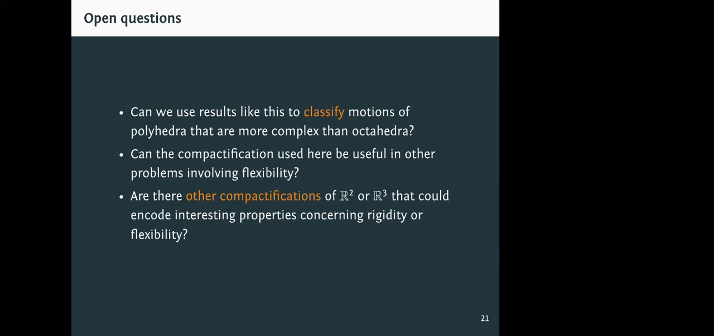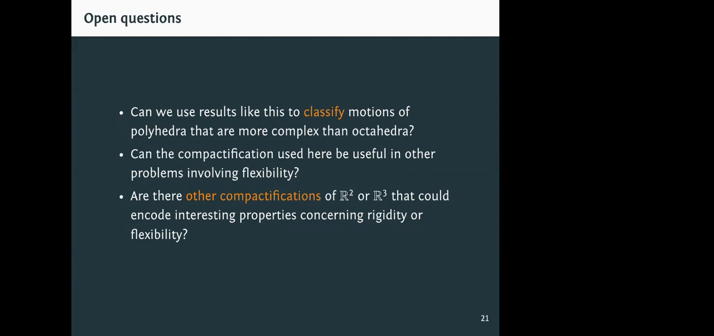And then, since this compactification seems to work reasonably well with the Euclidean distance, I wonder whether we can use the same compactification in order to study other problems that involve distances. And third, whether we can find, maybe for other questions in rigidity or flexibility, other compactifications that encode some interesting properties, maybe about angles or other things that we care for in rigidity or flexibility, and use maybe a similar approach.